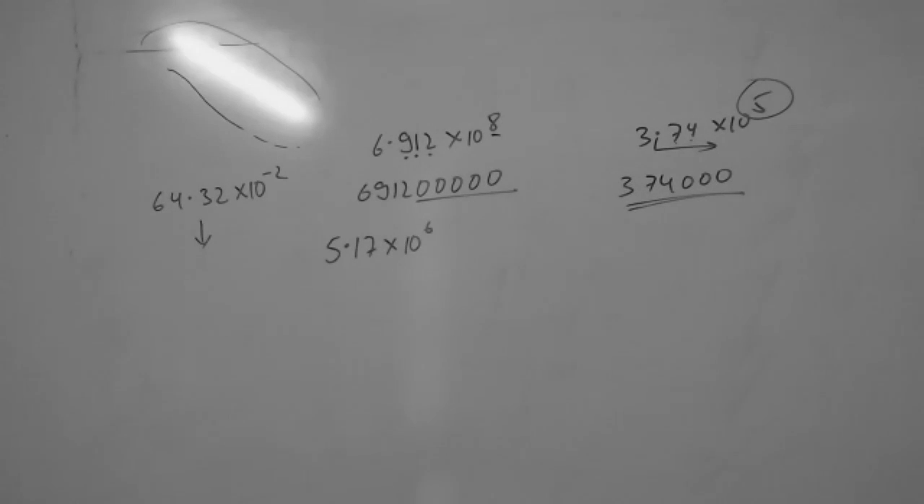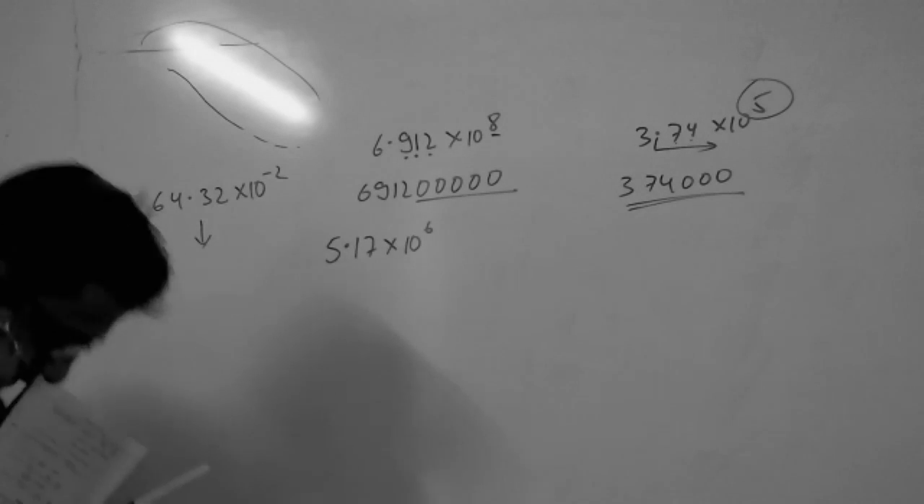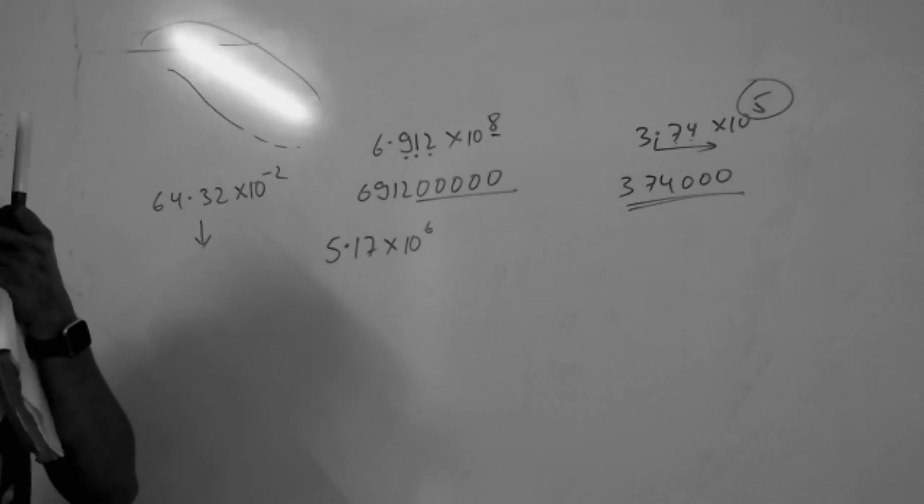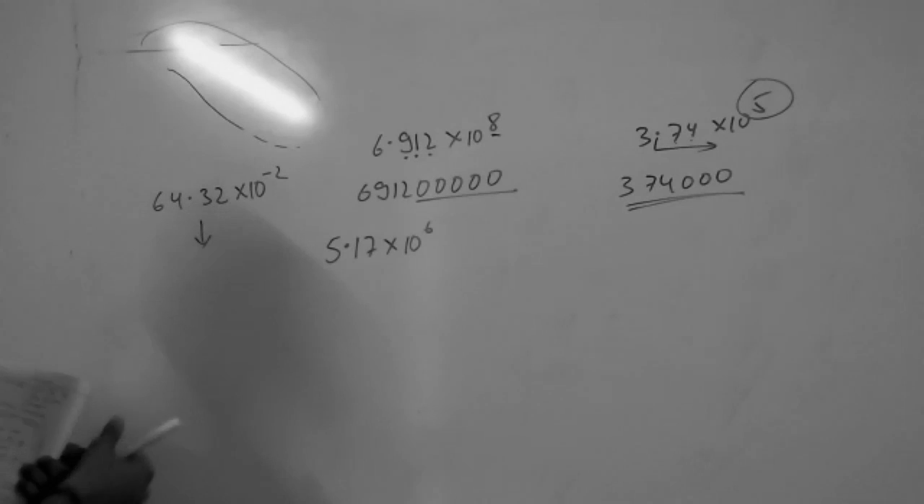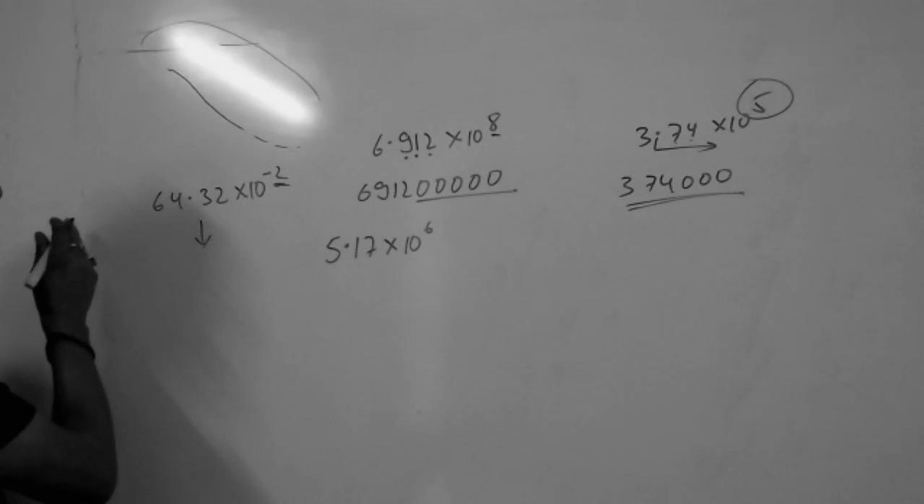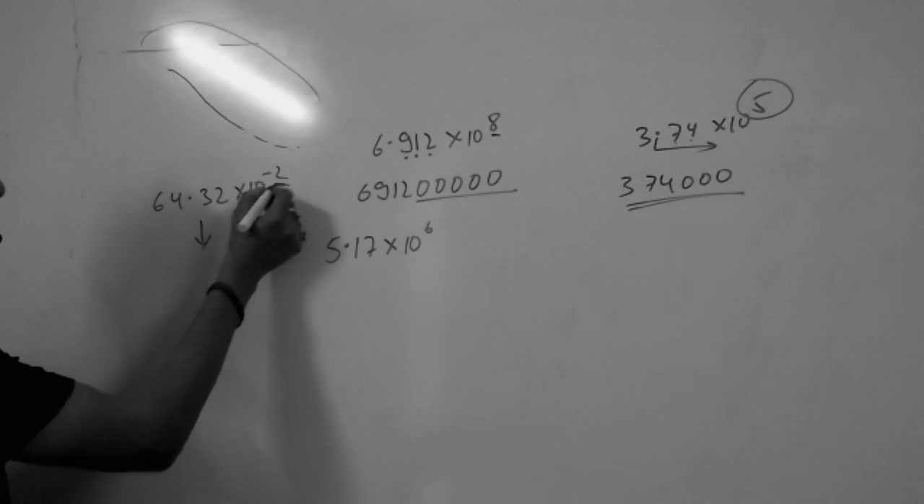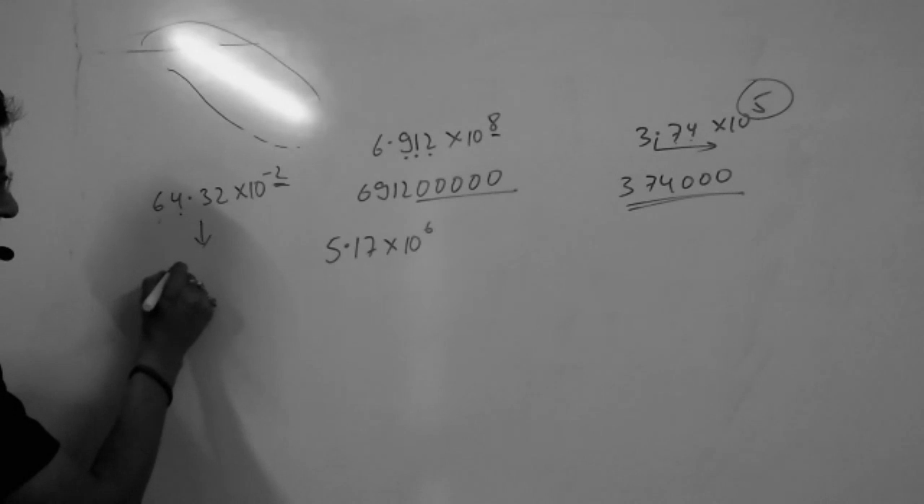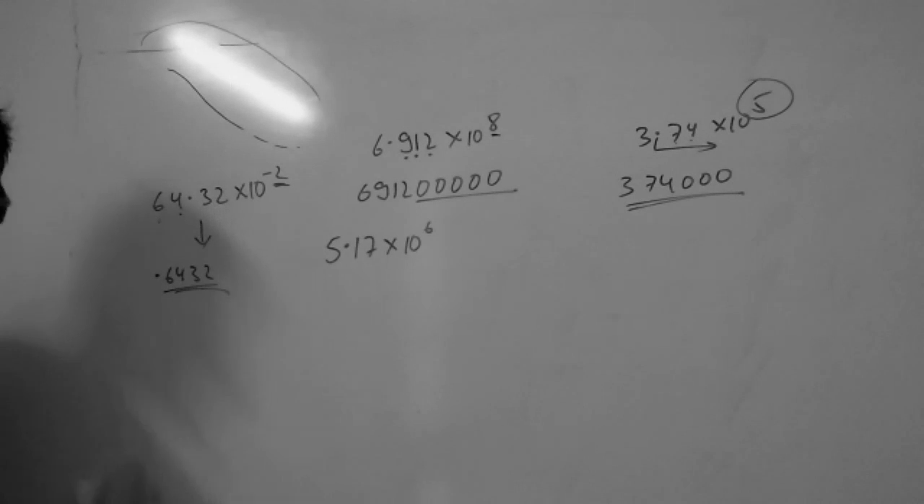Yes, Ajinkya correct, Sanjit correct, Surya correct, Arjun correct, Varun wrong, Monita correct. Good. So here it is negative, so the decimal will go left hand side. By how many places? 2 places. So this is 1 and 2. So it is 0.6432. This is the answer.